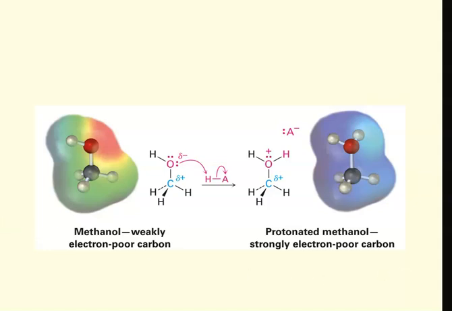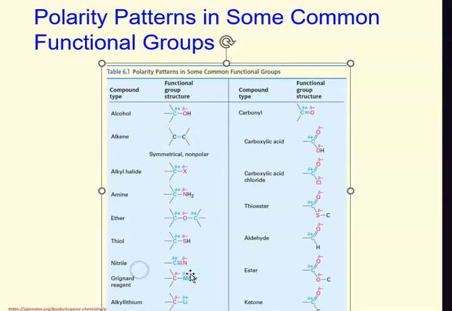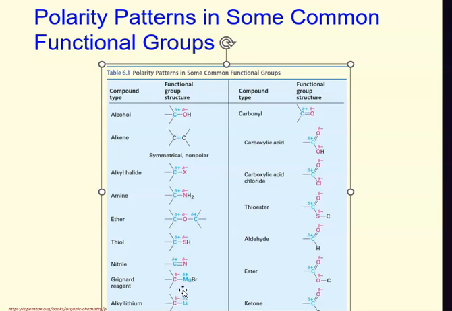If you look at this table, we can see some polarity patterns for some common functional groups. Most of the examples are where carbon has a positive charge and the other element, like oxygen, nitrogen, or sulfur, has a negative charge. But there are some examples at the bottom where you can see that the polarity is reversed.